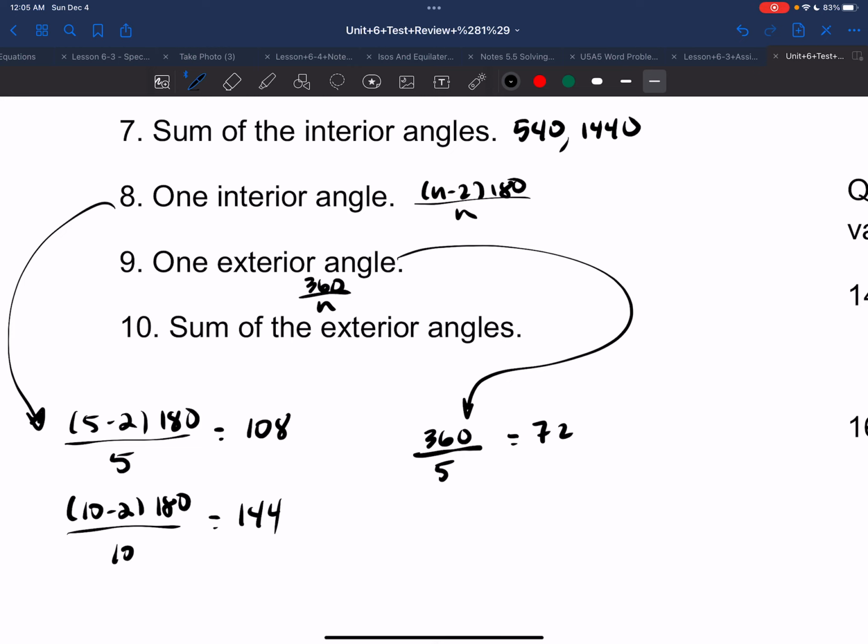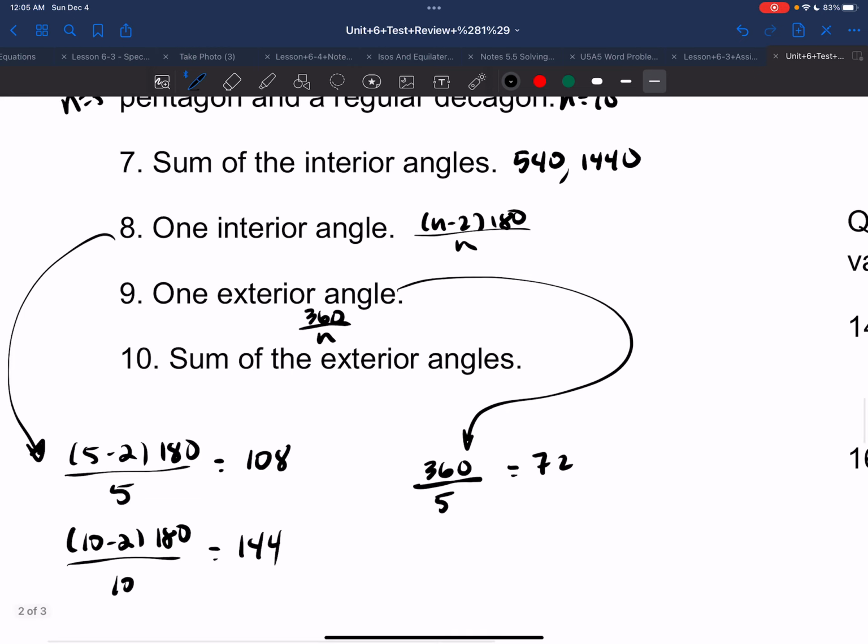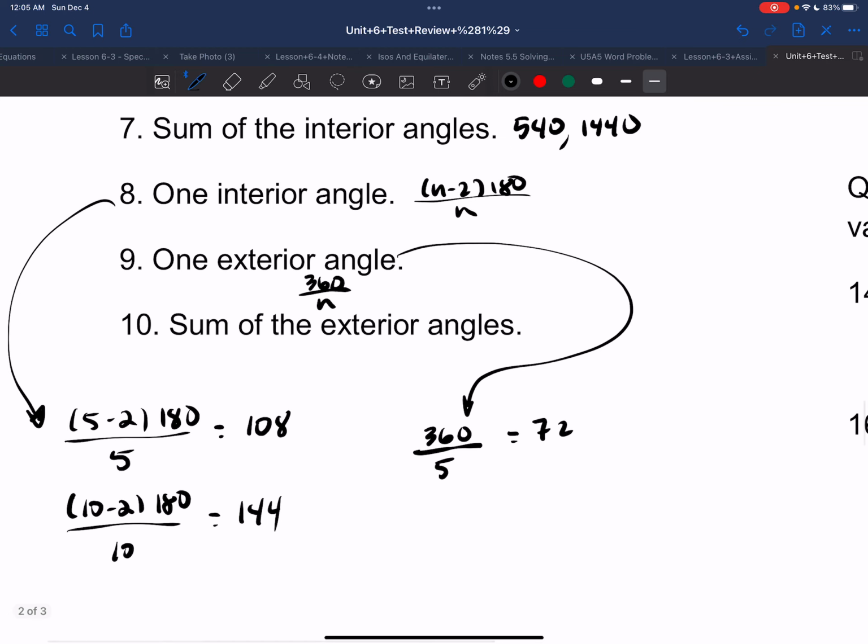So one exterior angle of a pentagon is 72. Let's go ahead and do the same thing for a decagon. Decagon, 360 divided by 10, that's just going to be 36, right? So one exterior angle of a decagon is 36.